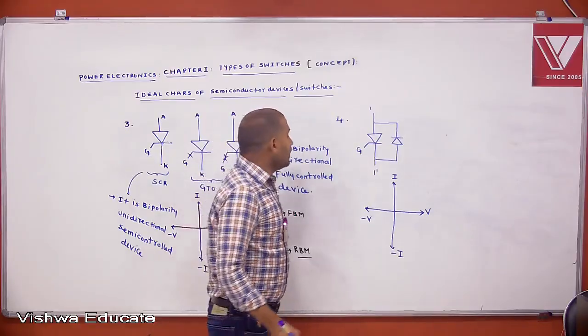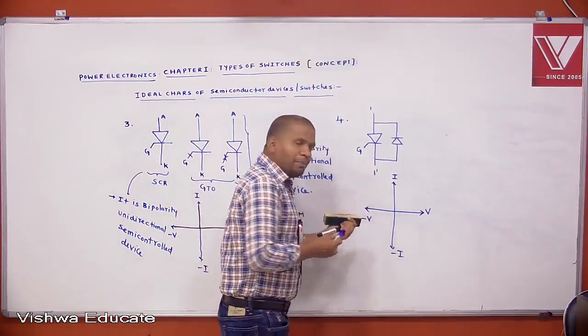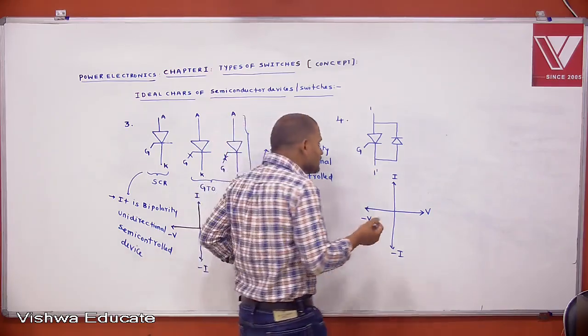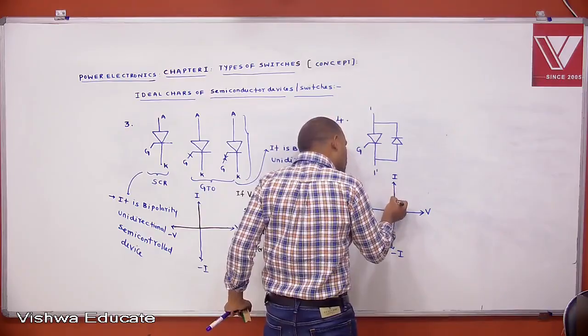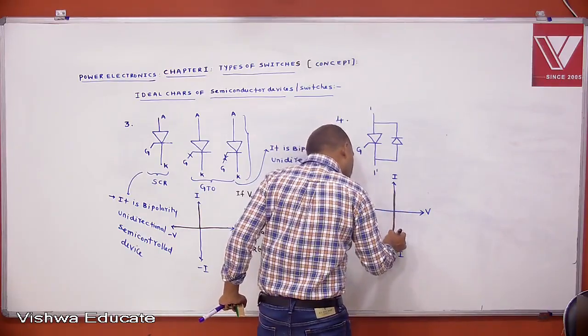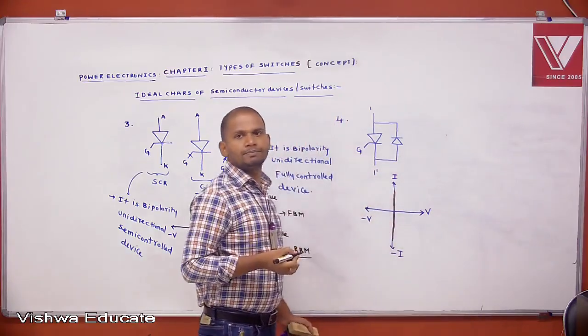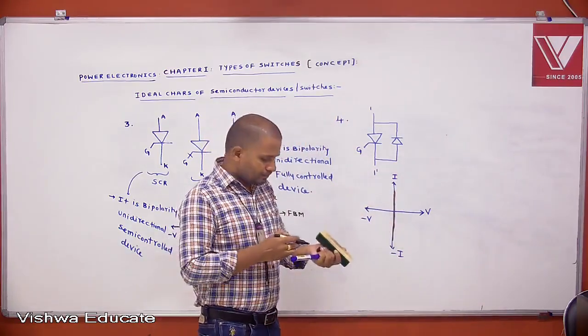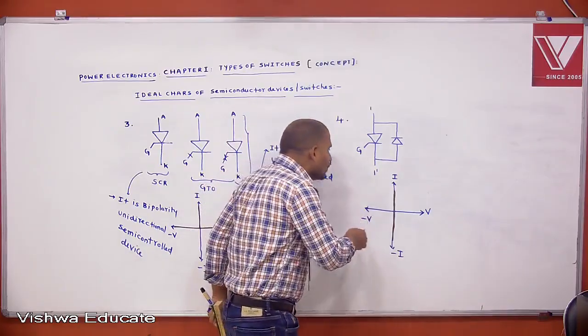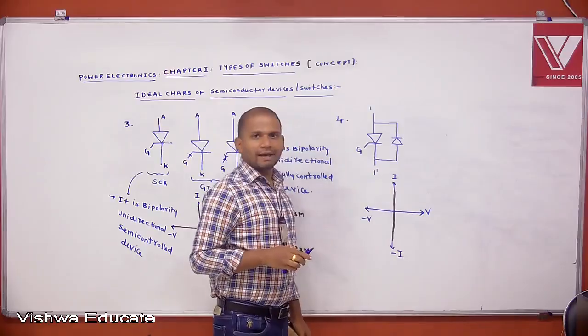Here it consists of an anti-parallel diode. I told already, if there is an anti-parallel device, the device will conduct in both directions. You take the current characteristics. It conducts in both the directions.